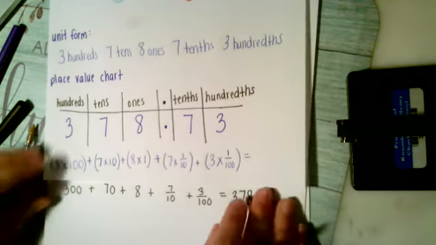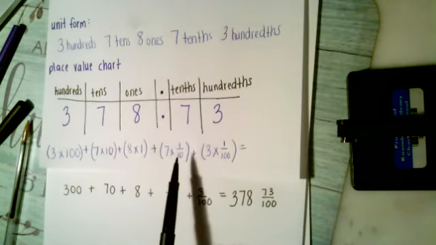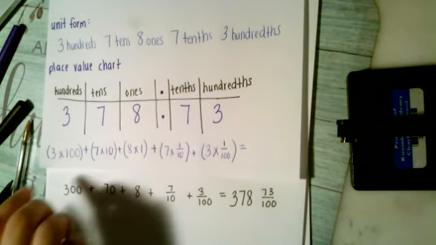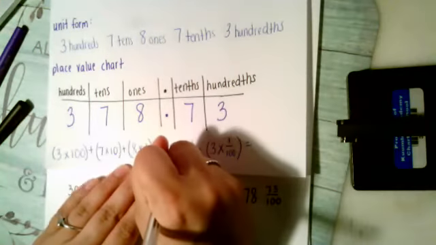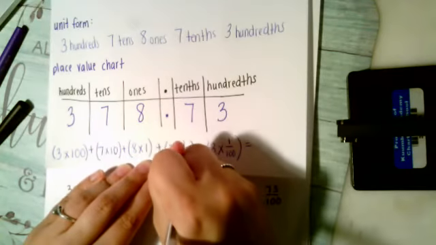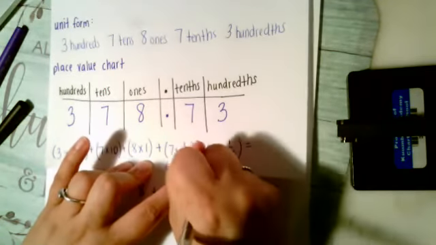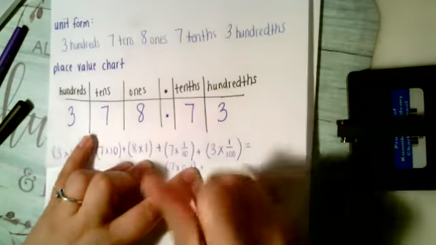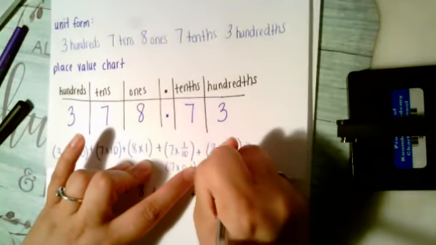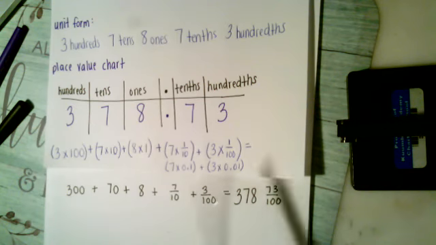Okay, if we wanted to, well, we already have it here in a decimal, but if we wanted to change the expanded form as a decimal, instead of saying 7 times 1 tenth, we could say 7 times the 1 tenth as a decimal is 0.1, and the 1 hundredth as a decimal would be 3 times 0.01. But either way, it's fine.